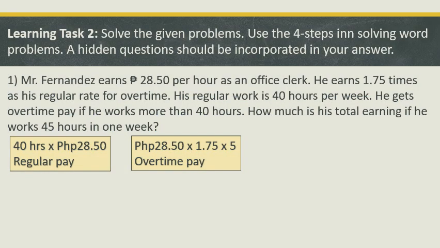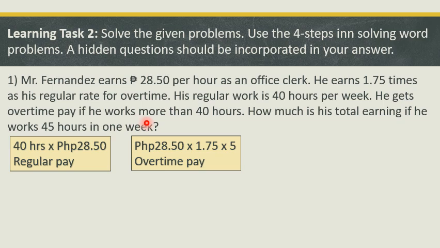So first problem, learning task 2, we will solve the given problems. The first problem is Mr. Fernandez earns 28 pesos and 50 centavos per hour as an office clerk. He earns 1.75 times his regular rate for overtime. His regular work is 40 hours per week. He gets overtime pay if he works more than 40 hours. How much is his total earning if he works 45 hours in 1 week?